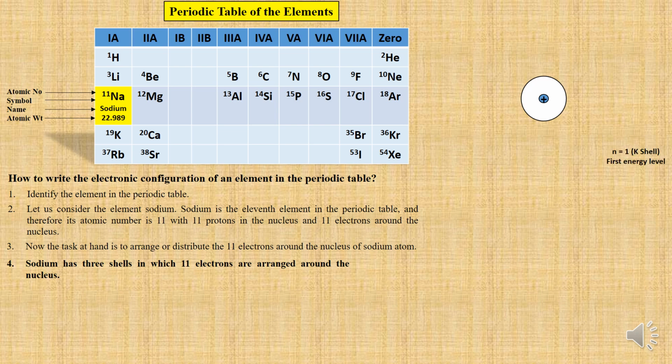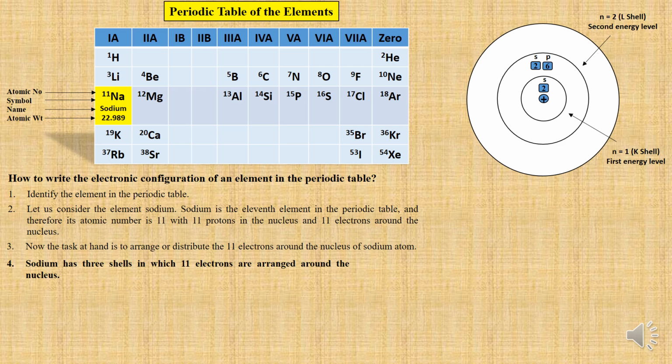Now the first shell of the sodium atom has 2 electrons housed in the s orbital. This is followed by the second energy level, in which 2 electrons are housed in the s orbital and 6 electrons are housed in the p orbitals.